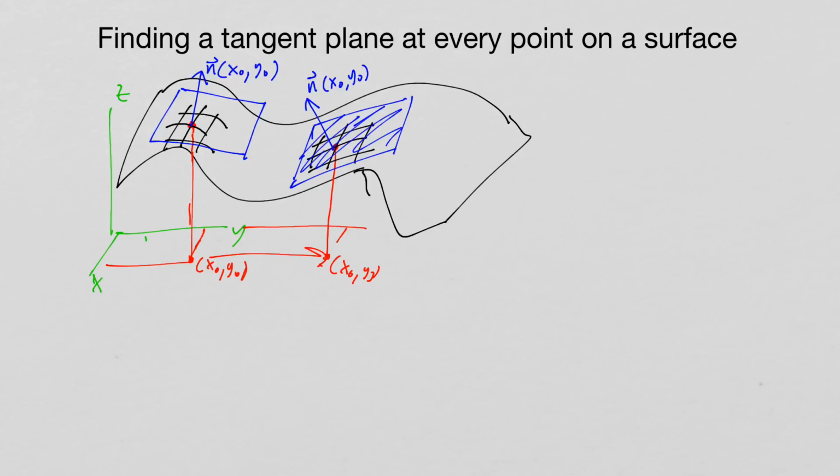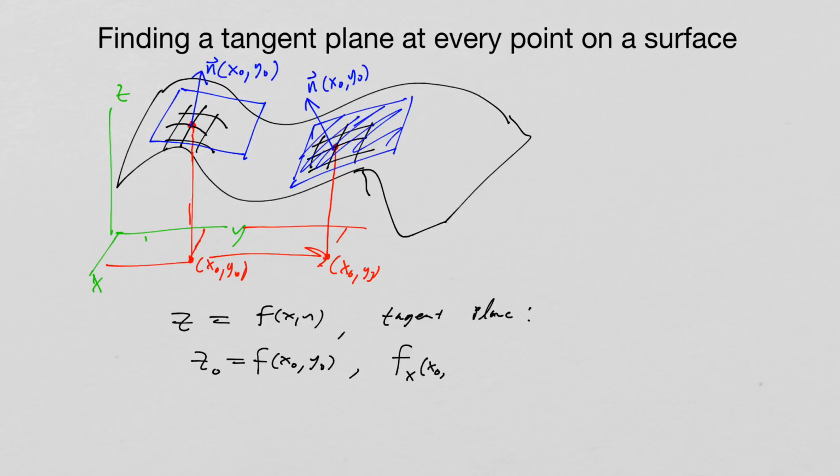In general, the idea here is we have some function z is equal to f of x comma y, and we know that the tangent plane is going to be at z naught, which is equal to f of x naught, y naught. And then we have to compute those partial derivatives. We'll say this is f_x at x naught, y naught. We need to compute the z naught variable, the slope in the x direction, and the slope in the y direction.